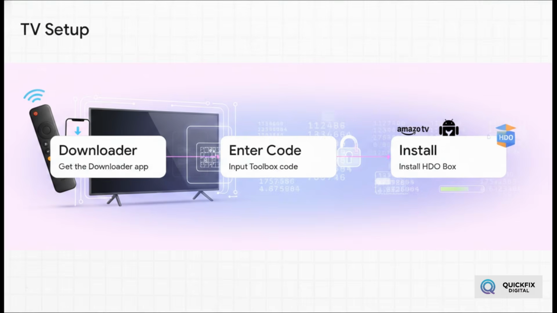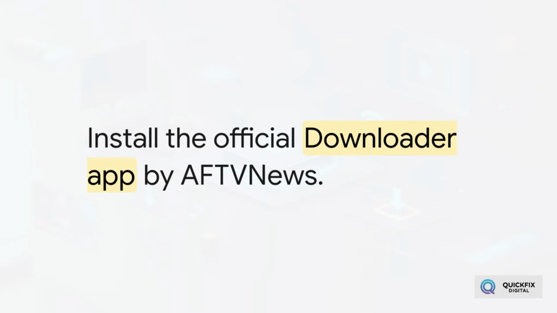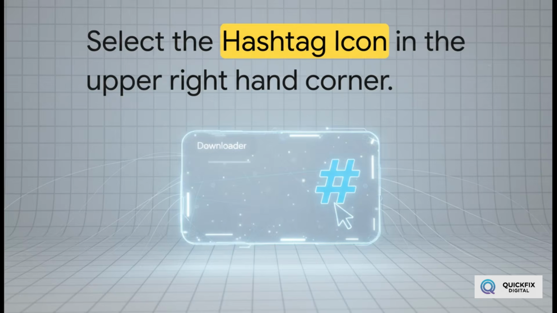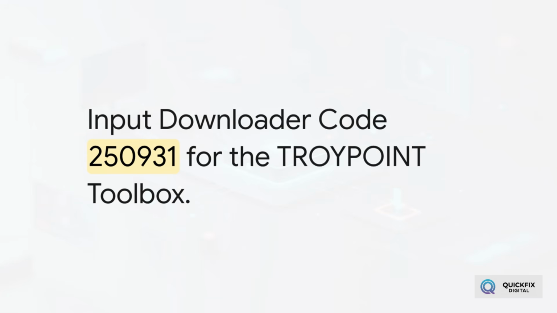Okay, starting with Fire Stick and Android TV. It's a really straightforward three-step process. First things first, make sure you've got the official Downloader app installed on your device. Open up Downloader and tap that hashtag icon in the corner to bring up the keypad. Type in the code 250931. That'll load up the TroyPoint toolbox for us.